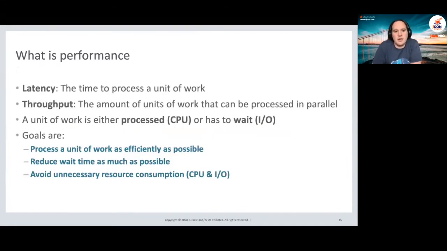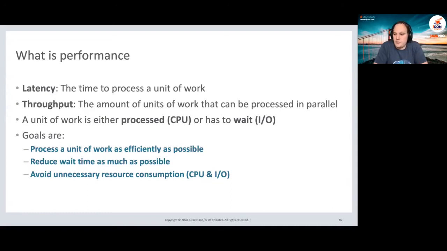Latency and throughput. Latency is the time it takes to process a unit of work, whatever that unit of work is. Like how long does it take to get something done, whether that's on CPU or talking over the network or what have you. Throughput is the amount of units of work that you can do in parallel, that you can do concurrently. I specifically call them units of work and not transactions, because a unit of work is something to be defined as well.